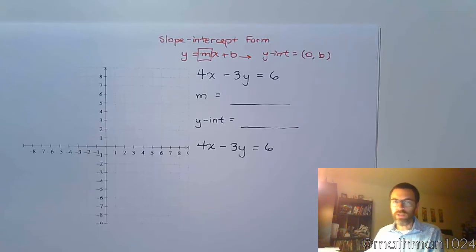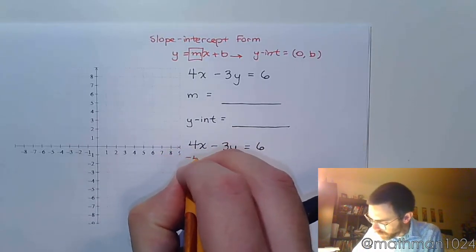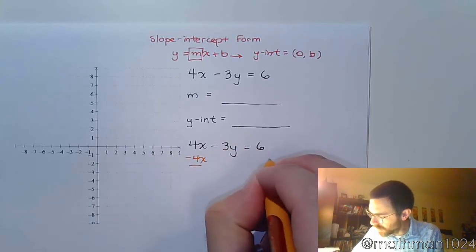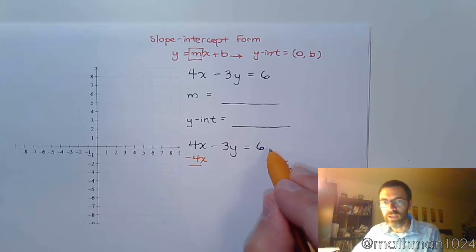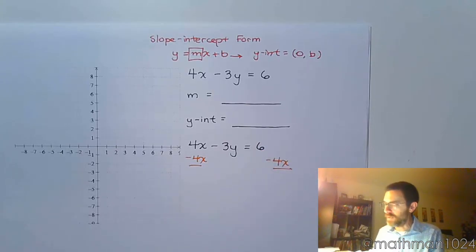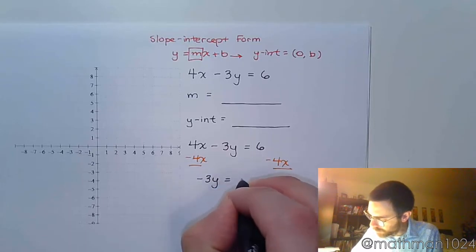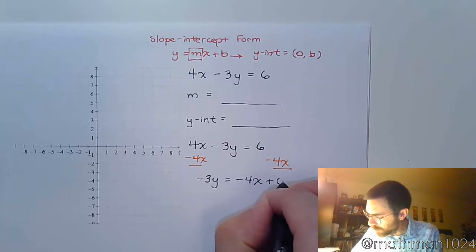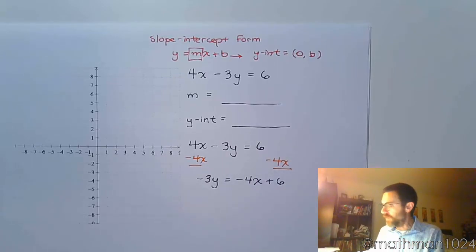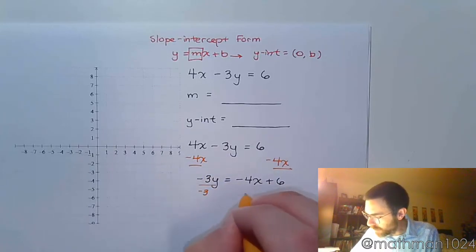The first step is to move the x to the other side. So we just subtract 4x on both sides. Please make sure that you understand that these guys here are not like terms, so don't try to combine those. So now we have negative 3y equals negative 4x plus 6. And we finish getting y by itself by dividing everything by negative 3.